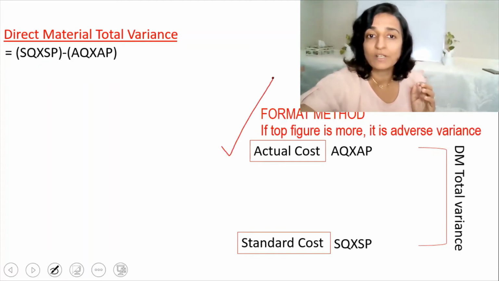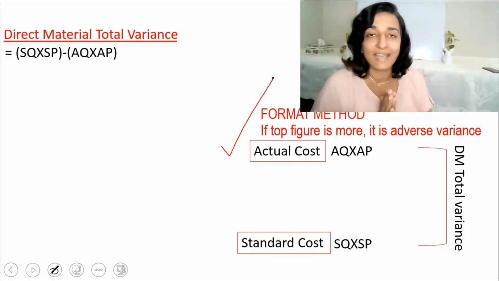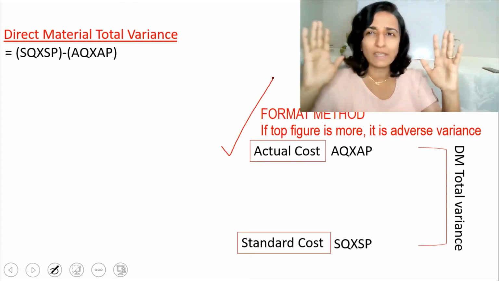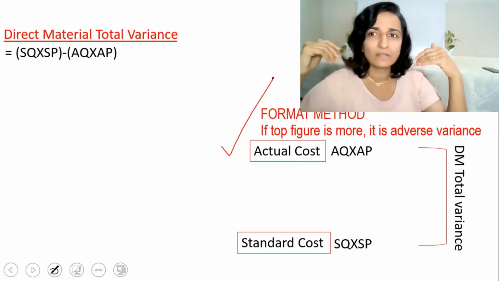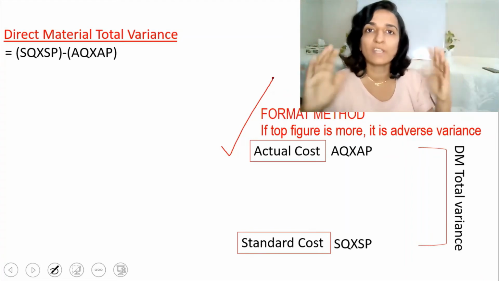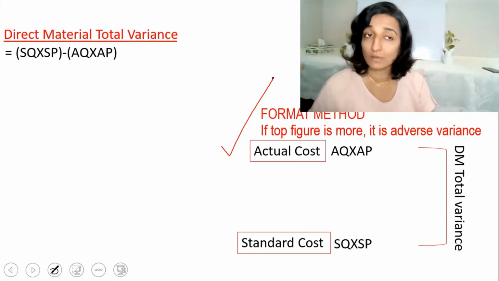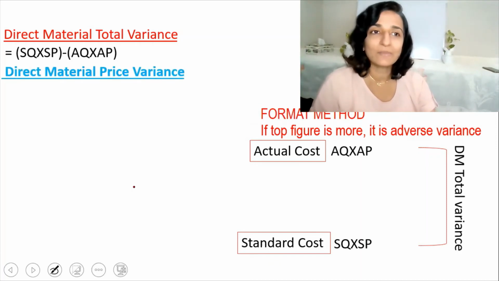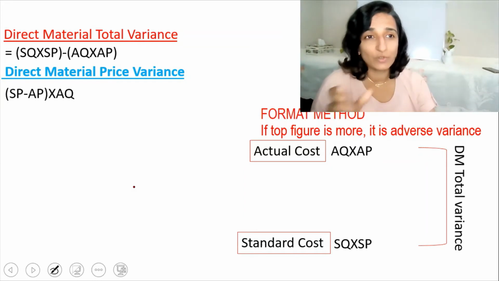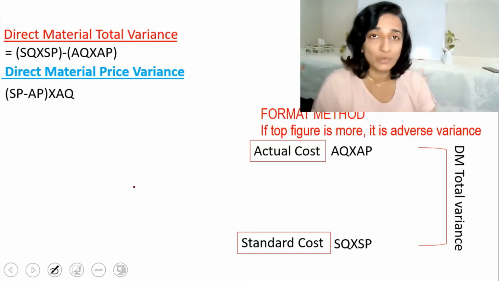If the top figure is more, it is adverse variance. That is, if the actual cost is more than the standard, it is adverse variance. So you don't need to think about the actual and the standard. Just look whether the top figure is more. If it is more, it is adverse variance. Okay. Now coming to the direct material price variance. What is the formula? Standard price minus actual price multiplied by the actual quantity. So I'm just opening the bracket here.